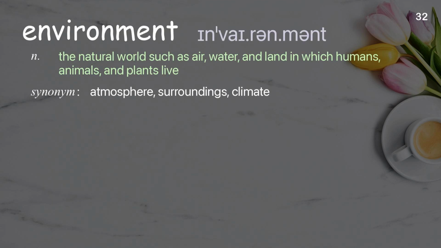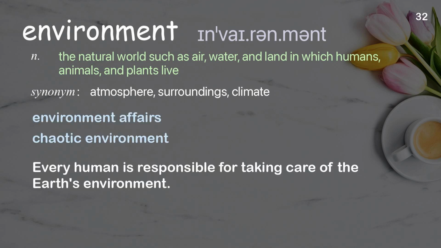Environment: The natural world such as air, water, and land in which humans, animals, and plants live. Examples: Environment affairs. Chaotic environment. Every human is responsible for taking care of the Earth's environment.